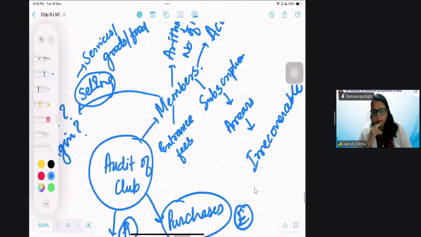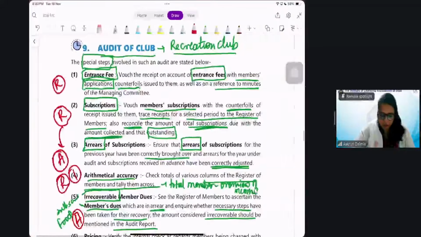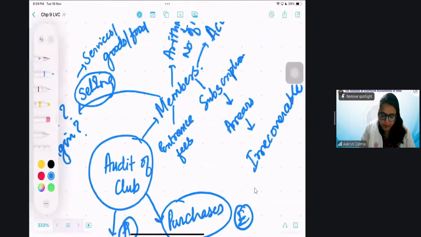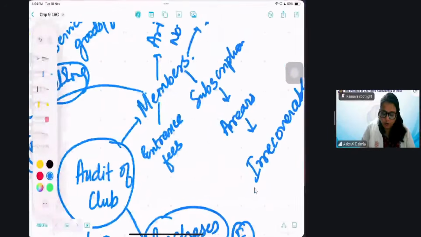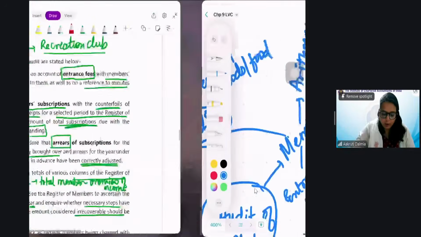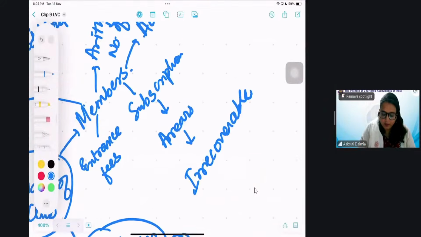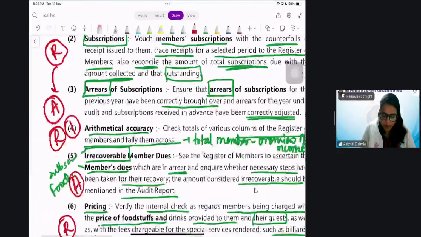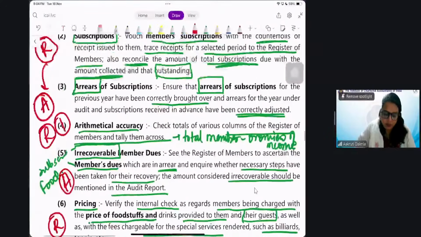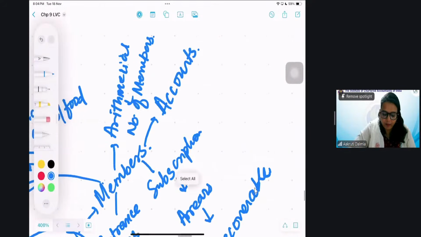Now keep your book open. What was the first point? Entrance fee. So here we finished. What was the second point? Subscription. What was the next point? Arrears of subscription. Then some are irrecoverable, so irrecoverable member dues. Then what are we checking? We are checking the arithmetical accuracy of members, which means number of members.